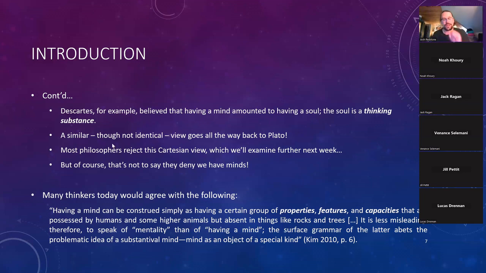He believed that when it came to minds, having a mind amounted to having a soul. And the soul is a thinking thing. It's made of thinking substance, res cogitans. And it's a fundamentally different kind of thing than what trees are made of, or what the body is made of, or what rocks are made of, or coffee cups. Those things are made of extended substance, res extensa. And these are two different kinds of finite substances.